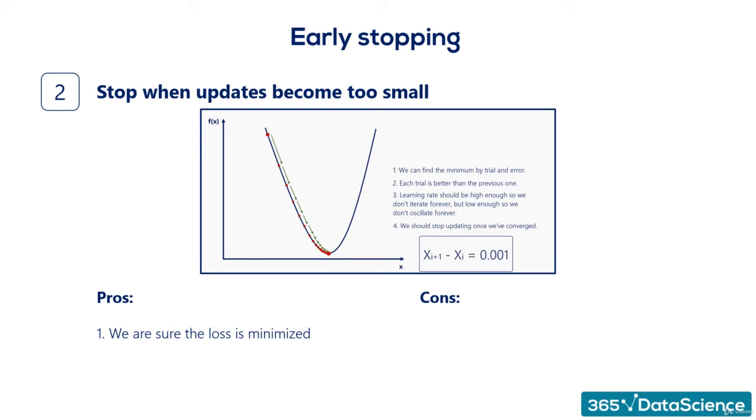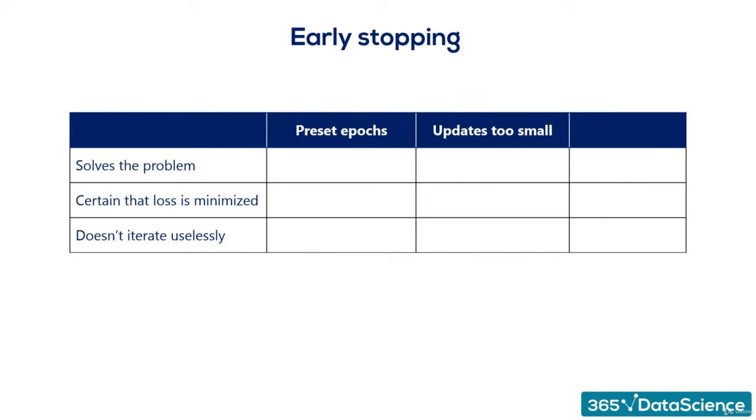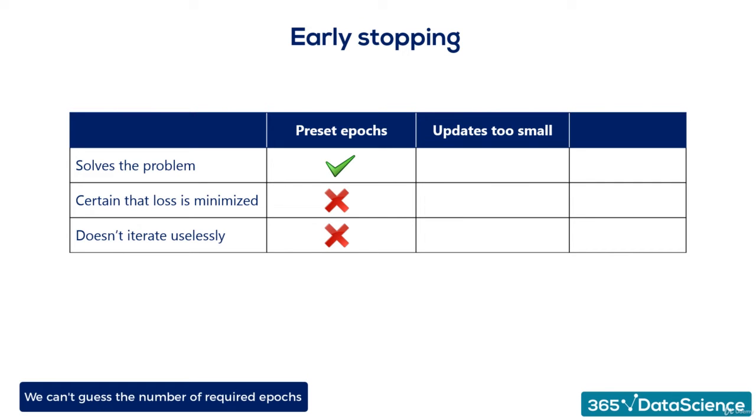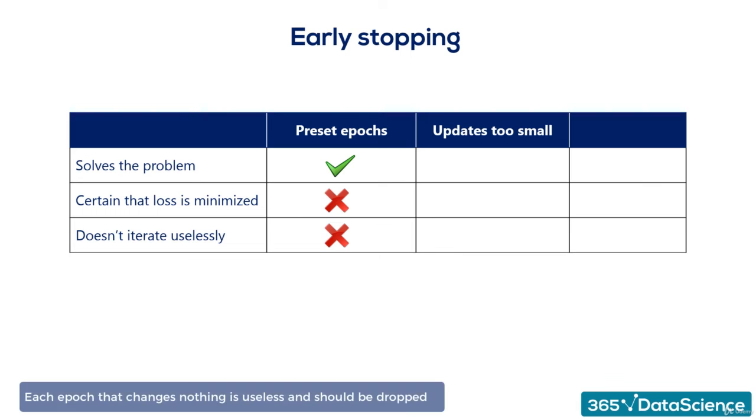The second idea is that we want to save computing power by using as few iterations as possible. As we said, once we have reached the minimum or diverged to infinity, we will be stuck there. Knowing that a gazillion more epochs won't change a thing, we can just stop there. This saves us the trouble of iterating uselessly without updating anything. That's obviously a level up from the previous method. While the preset number of epochs approach may ultimately minimize the loss, chances are we can't guess the number of required epochs. Probably the algorithm would have performed thousands of iterations that did not update the weights. Obviously, each epoch that changes nothing is useless and should be dropped.